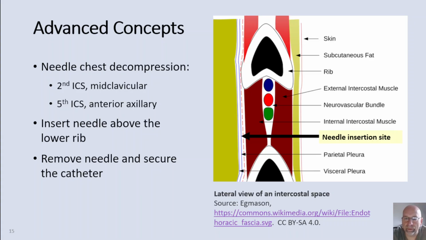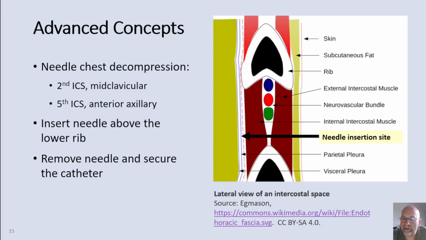There are two sites where paramedics can perform this procedure. Number one, the second intercostal space between the second and third rib in the midclavicular line on the affected side of the chest, or number two, at the fifth intercostal space between the fifth and sixth rib along the anterior axillary line on the affected side of the chest.